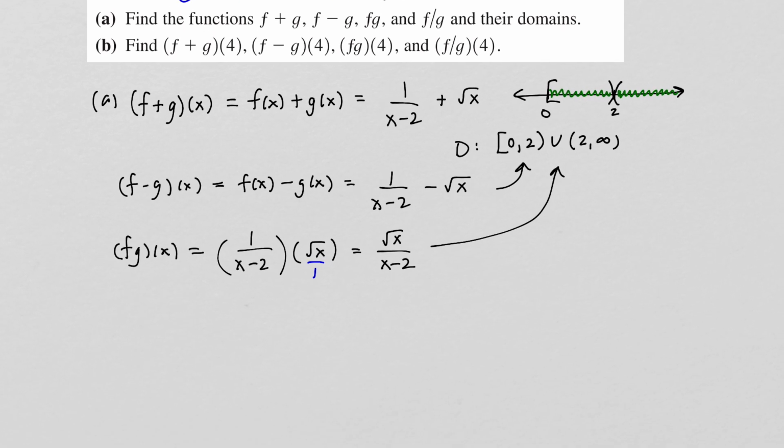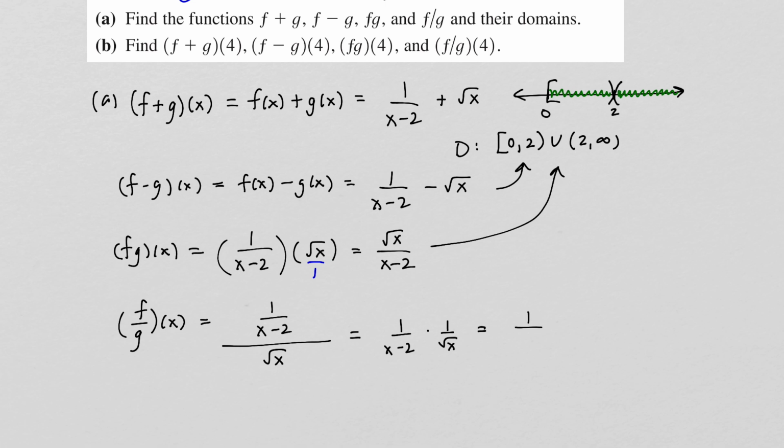Now finally, for the last one, we have f over g of x. Now f, of course, is 1 over x minus 2, and then we're dividing that by the square root of x. Now this is the same as 1 over x minus 2 multiplied by 1 over radical x, which can be simplified into the following.